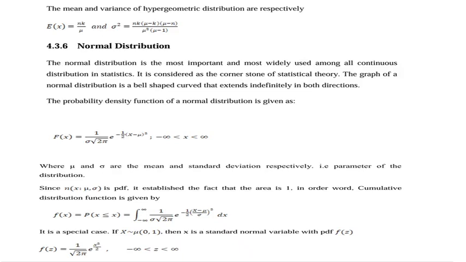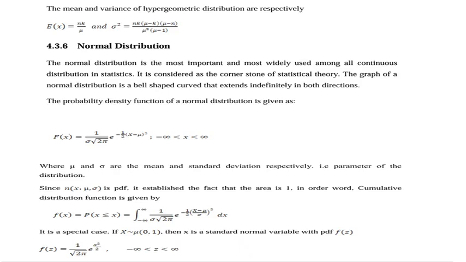We have our normal distribution. The normal distribution here is the most important and most widely used among all continuous distributions in statistics. It is considered the cornerstone of statistical theory. The graph of a normal distribution is always a bell-shaped curve that extends indefinitely in both directions, left and right.